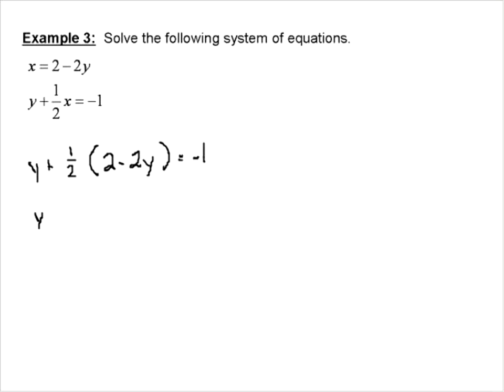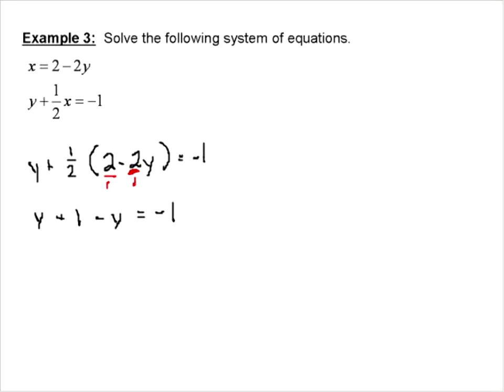Now, let's remember, if we're multiplying a fraction by a whole number, the denominator on these whole numbers is 1. So if you remember how to multiply fractions, we have to do numerator by numerator, denominator by denominator. So we're going to have 1/2 times 2, which is 2 over 2, which just becomes 1. And we're going to have 1/2 times negative 2y, which is negative 2y over 2, which just becomes negative 1y, or just negative y equals negative 1.